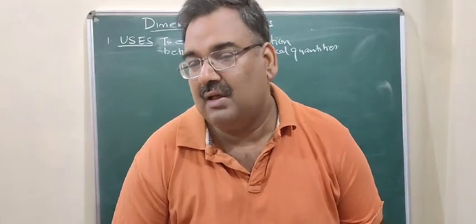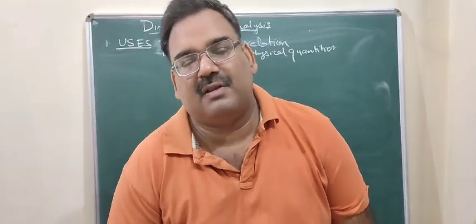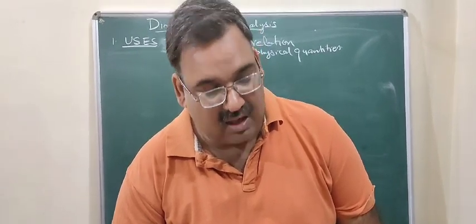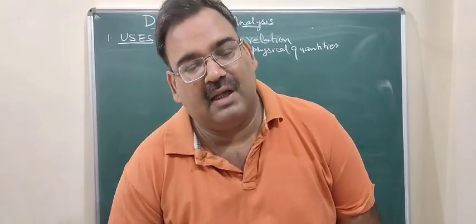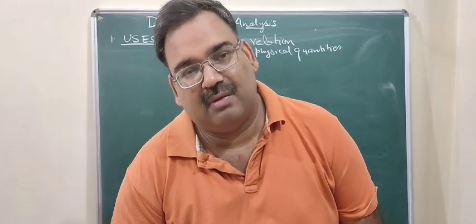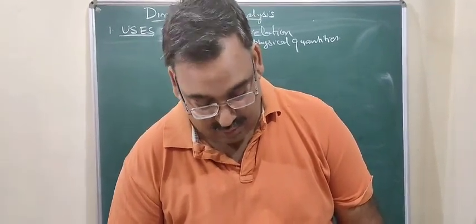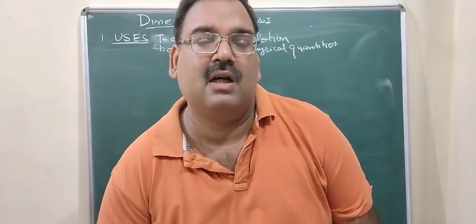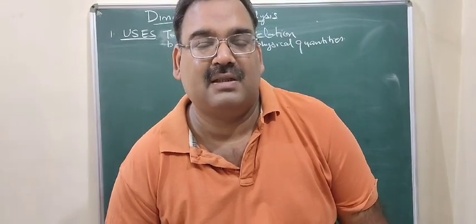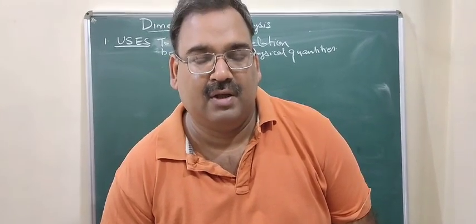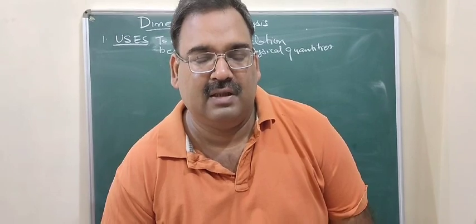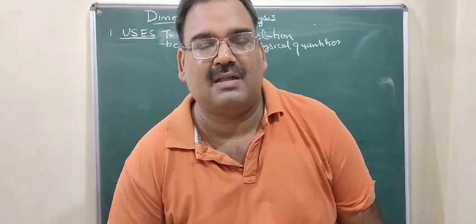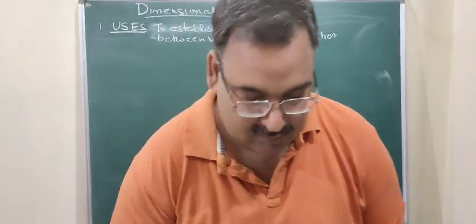Like for example, we know that the time period of a simple pendulum depends upon the mass of the bob, length of the pendulum, and acceleration due to gravity. So these are three factors on which the time period of a simple pendulum depends. That is mass, length, and gravity. So we will find out the relationship between the time period of a simple pendulum, mass, length, and gravity. So we will derive it out.